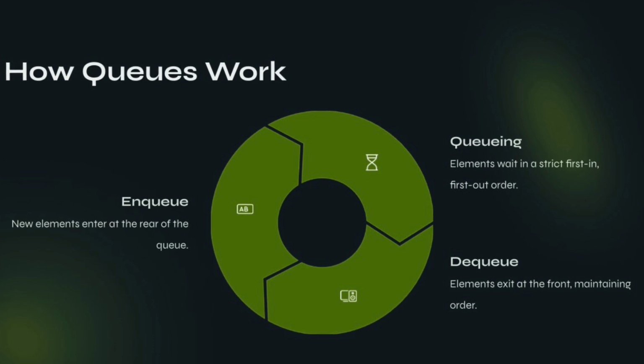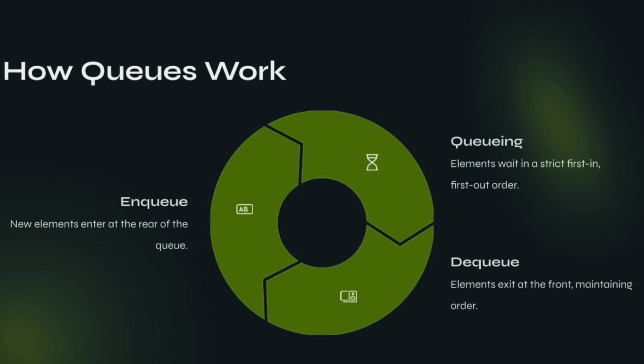Dequeue, removing from the queue. Now it's your turn, you have been served and you leave the line. In a queue, that's called dequeue. The first element that was added is the first to be removed. Let's go back to our example. Say we enqueue tasks A, B and C in that order. When we dequeue, A goes first, then B, then C.